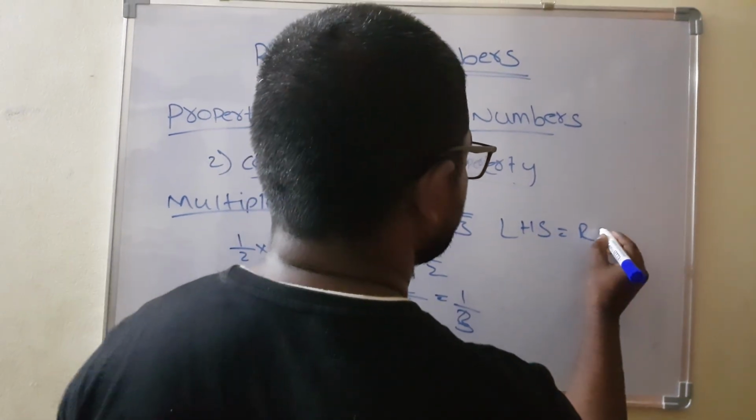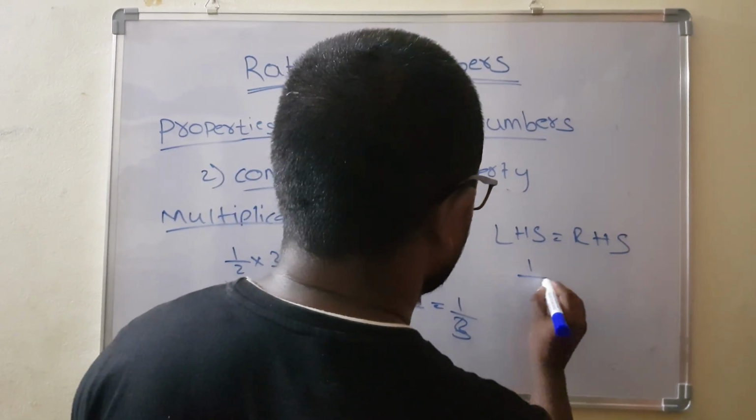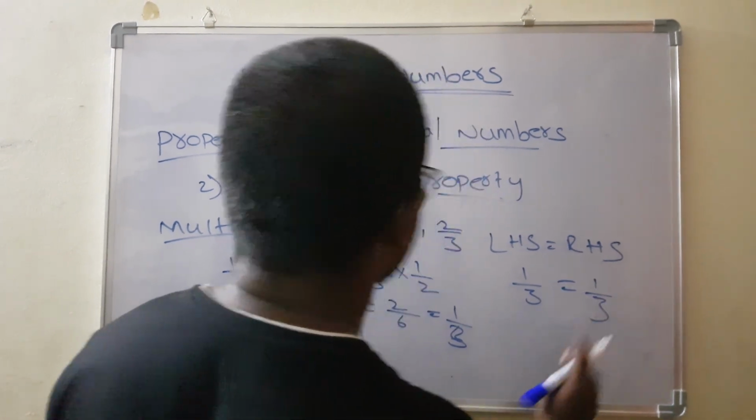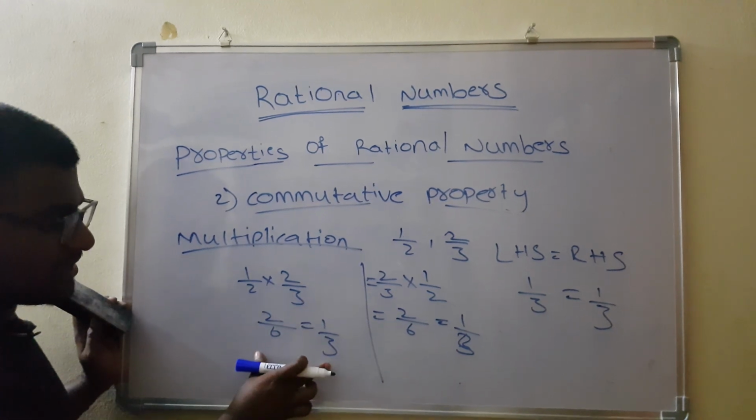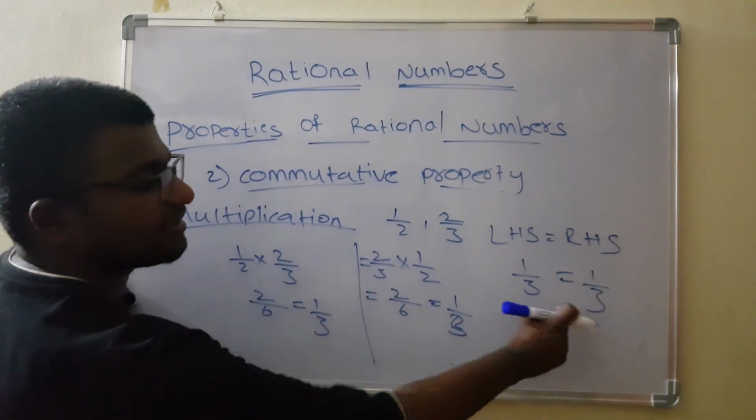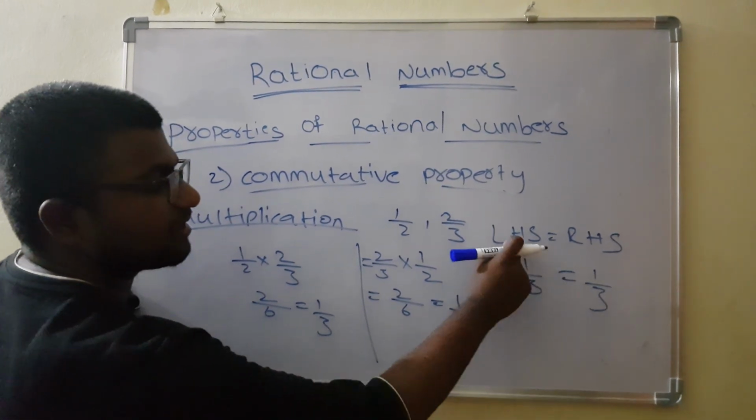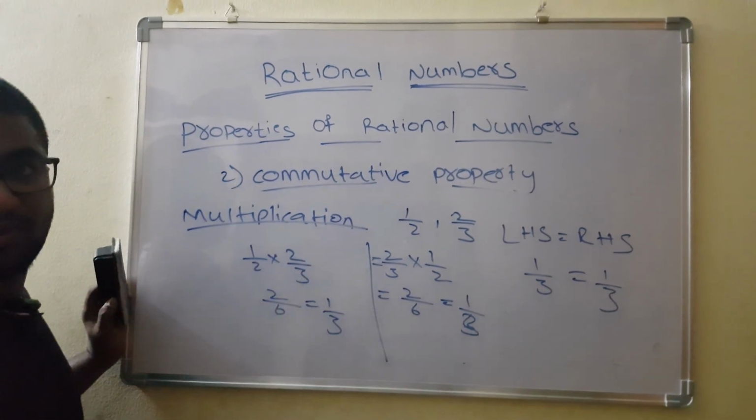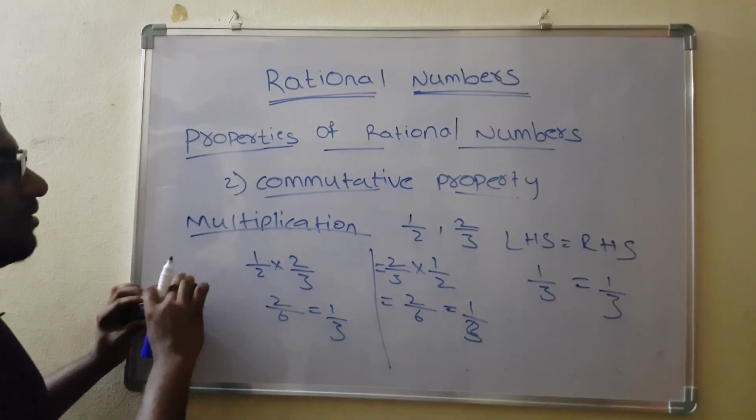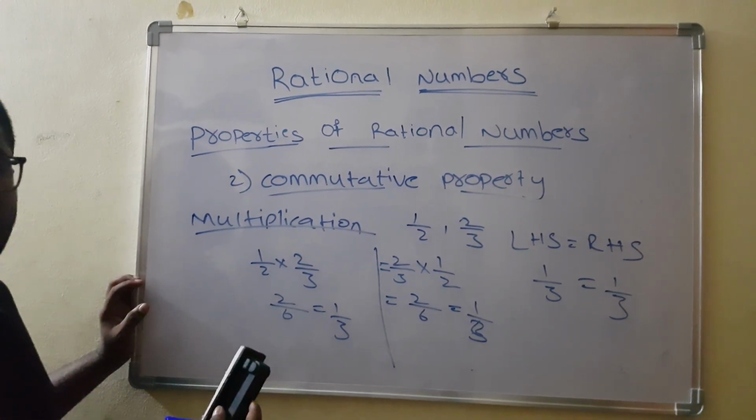LHS equal to RHS, that is 1 by 3 equal to 1 by 3. By changing the order of these two numbers in LHS and RHS, we get the final result same, that is 1 by 3 equal to 1 by 3, that is LHS equal to RHS. That's why multiplication holds the commutative property. Now, commutative property on division.